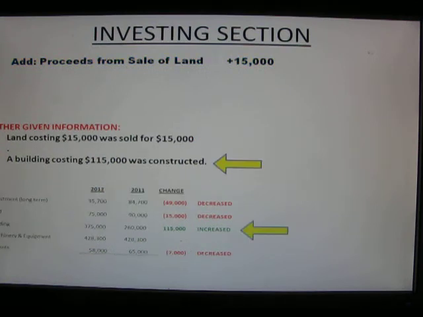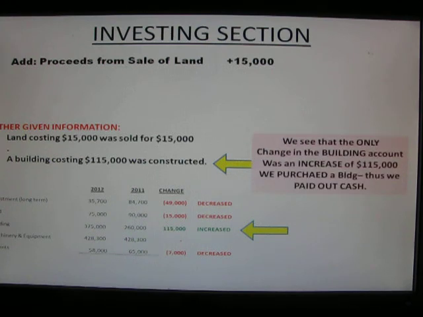The next one that I see is building. Again, in the other given information, they told us that a building that cost $115 was constructed. Basically, we purchased a building. If our building was purchased, what did our cash do? Our cash was paid out. So we're going to put purchase of a building, a negative $115, because cash was paid out for that.